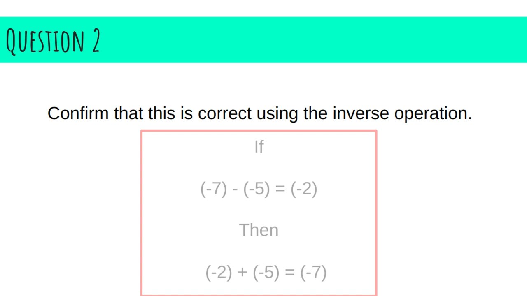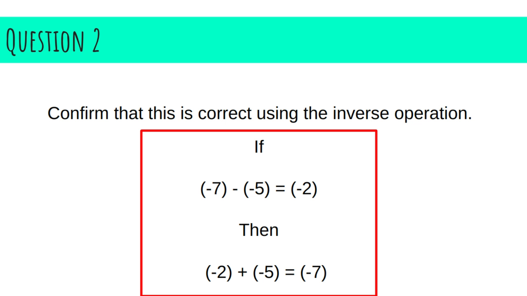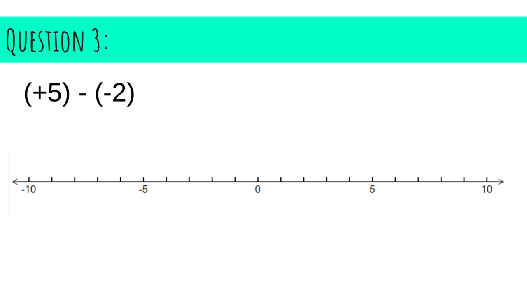Using my inverse operation, I can confirm that this is true. Negative 7 minus negative 5 is negative 2. Checking it back the other direction with adding. Negative 2 plus negative 5 is negative 7. Let's try another. Positive 5 minus negative 2.